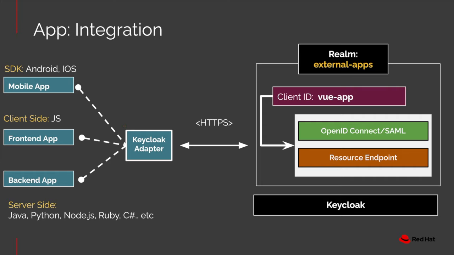Like if you want to use the JavaScript adapter, you can install it from npm. You can use a backend adapter for Java applications, or you can also get Android or iOS SDK adapters. These adapters allow you to do a request-response mechanism with Keycloak API endpoints over the HTTPS protocol. One thing is important: you should use HTTPS when you communicate over your client.